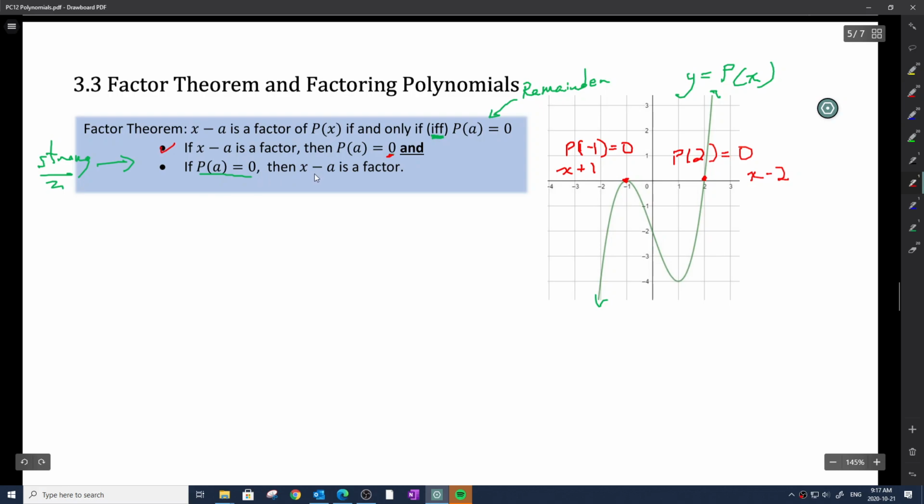If x minus a is a factor, then p of a is equal to 0. And if p of a is equal to 0, then x minus a is a factor. I know to some of you that might mean the same thing, but here we're almost saying, like, if we have a chihuahua, it's a dog. And if we have a dog, it must be a chihuahua, right? It's kind of weird. I get it. Anyways, let's just start off with a nice, cute example here.